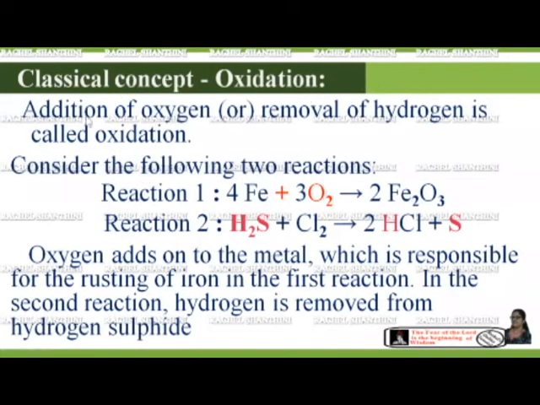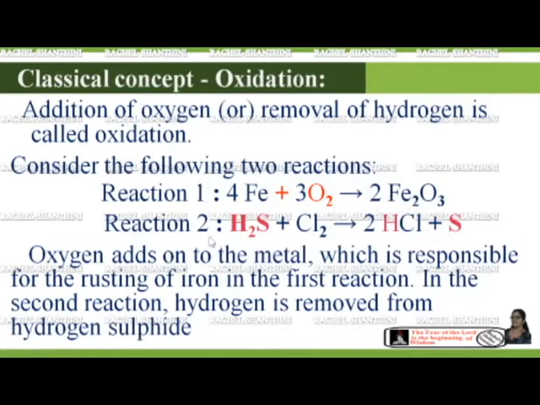Classical concept of oxidation. Addition of oxygen or removal of hydrogen is called oxidation. Consider the following two reactions. In reaction 1, iron reacts with oxygen in the atmosphere and forms iron oxide. Here, oxygen adds to the metal, which is responsible for the rusting of iron. So, addition of oxygen is called oxidation.